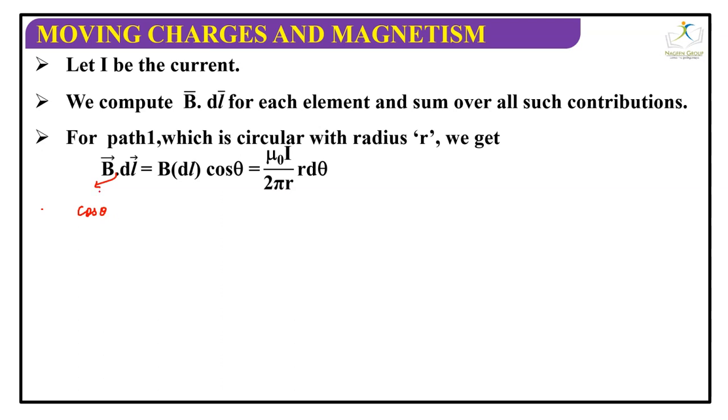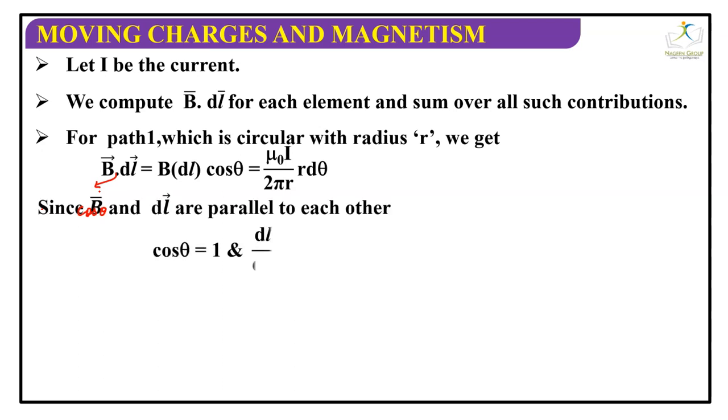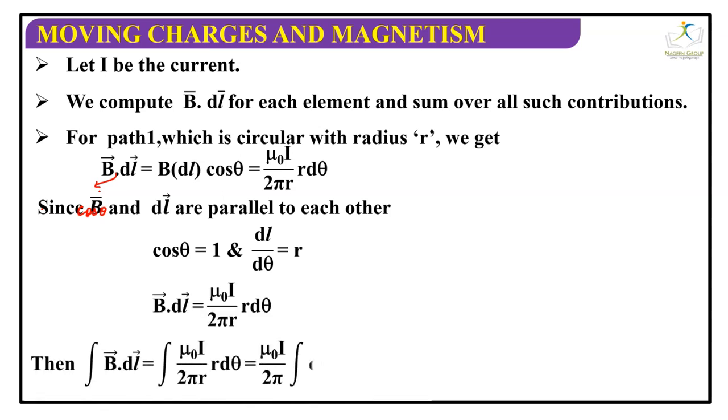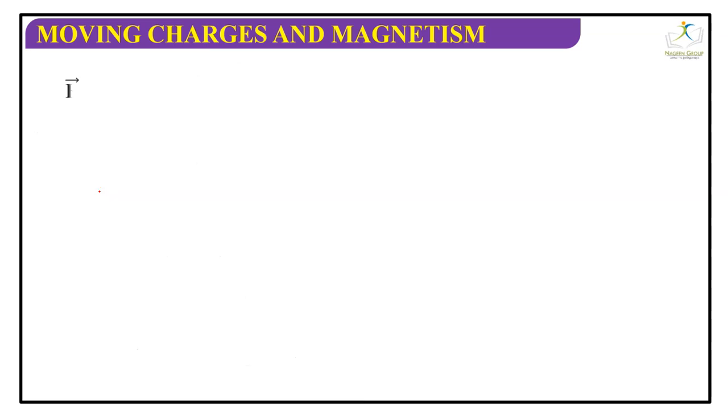Now we just put in the value of B for a circular conductor, that is mu naught I by 2 pi r. The length element is r d theta. Since vector B and vector dl are parallel to each other, cos theta is equal to 1. So dl is r d theta. That means vector b dot vector dl is equal to mu naught times I divided by 2 pi r, times r d theta. We take integration on both sides and get the values.